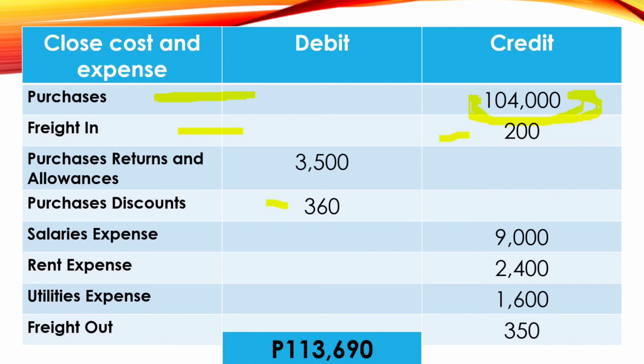So, for these accounts that we zeroed out, up to freight out, that will be 350. How do we get 113,619? So, add all the values in credit, add all the values in debit, and then deduct the two. So, the total is 113,690. Are you still confused? If you still have any other questions, just comment below, okay? Just write your questions in the comment section.